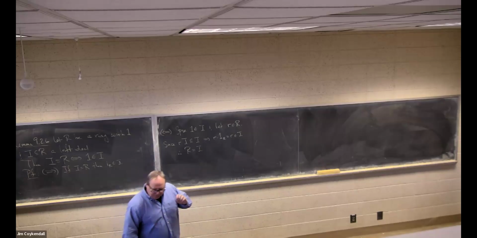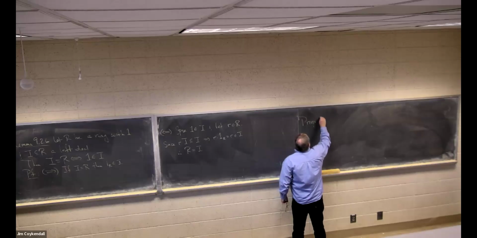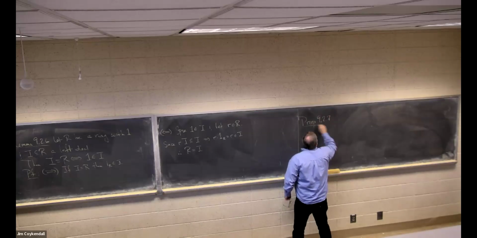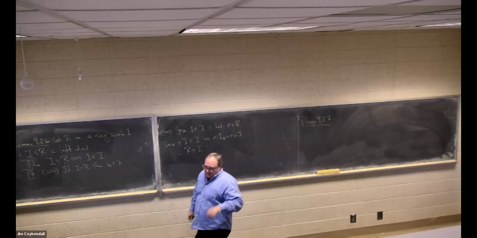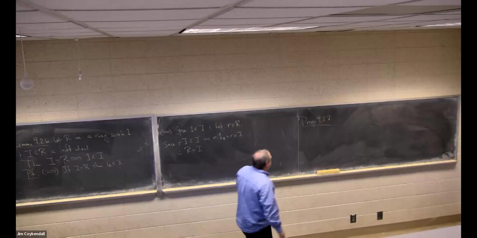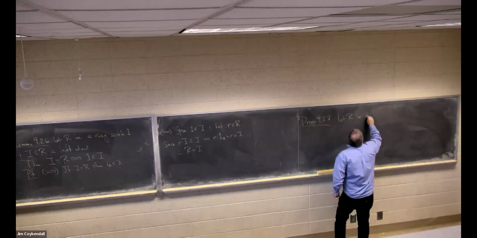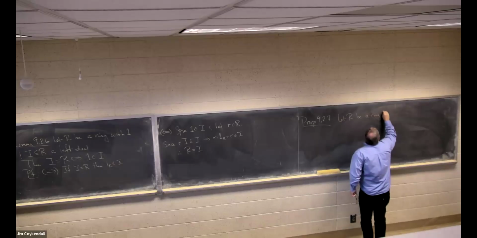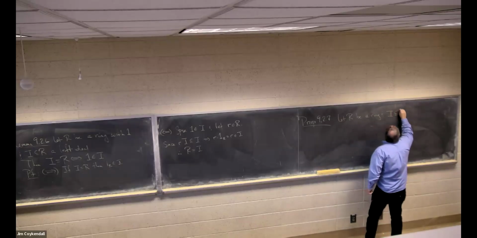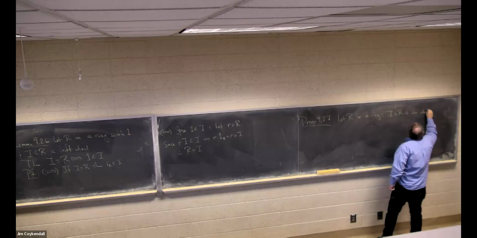So, proposition. Let us suppose that R is a ring and I is an ideal.